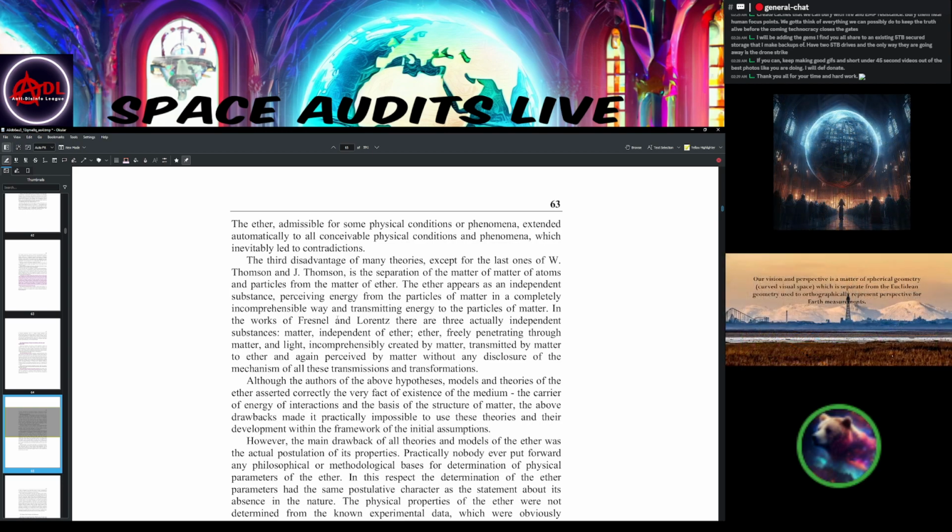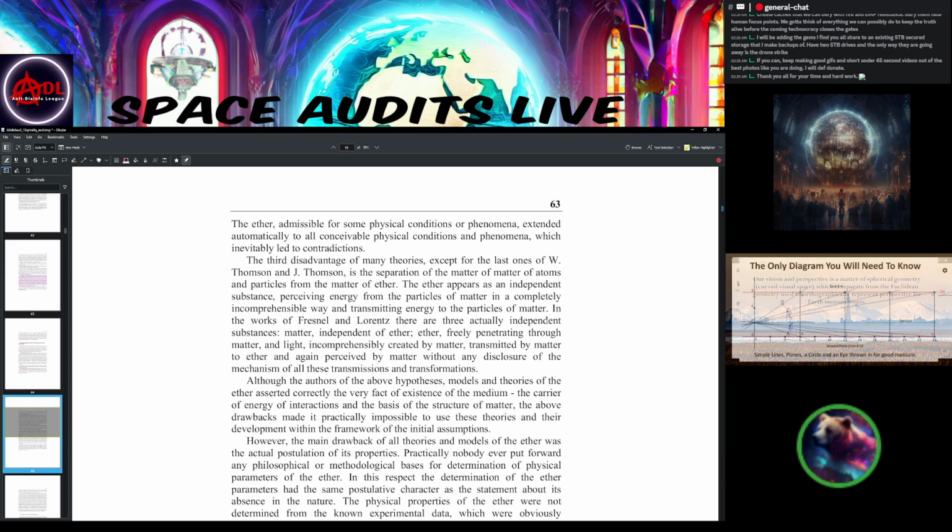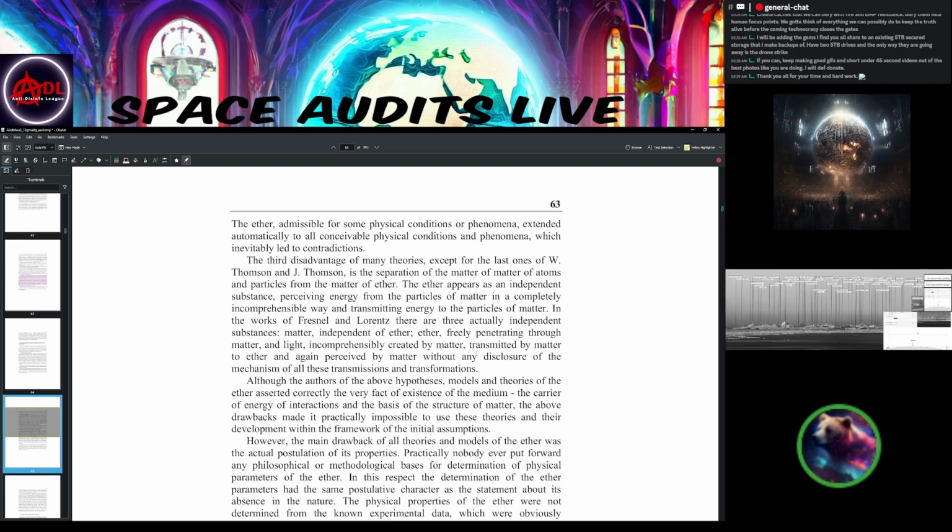In the works of Fresnel and Lorentz, there are actually three independent substances: matter, the ether independent of it, freely penetrating through the matter, and light, incomprehensibly created by matter, transmitted by matter to ether, and then again perceived by matter, without any disclosure of the mechanism of all three and their transformations.